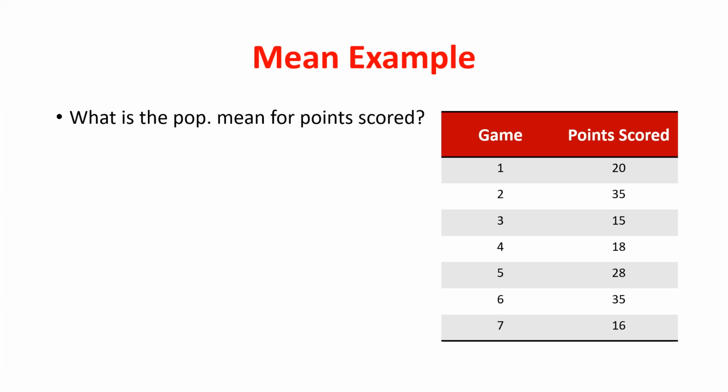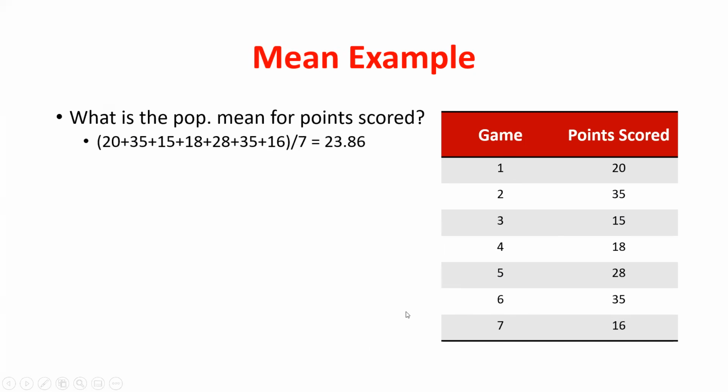So if we want to find the population mean, here's our data set. It doesn't matter what game this is, could be basketball, could be Boggle. I don't really care. But we've got 7 games, and here's the number of points scored in each game. What's going to be the mean points scored? I would add all these values up and then divide by the number of observations I have, which here is 7 games.